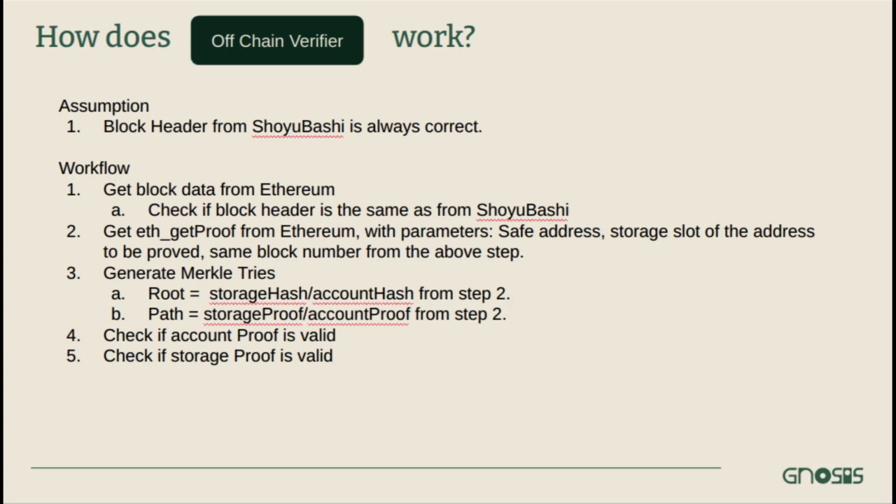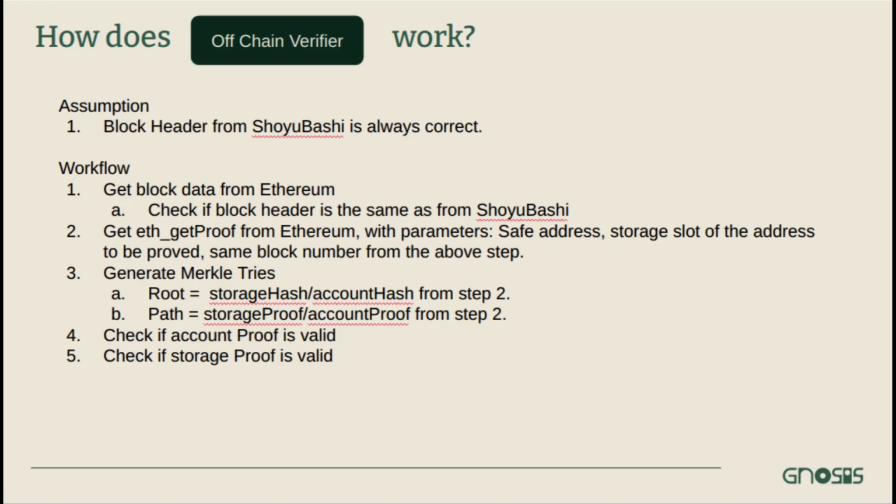So how does the off-chain verifier work? First, we are based on the assumption that the block header from Hashi is always correct, and we get the block data from Ethereum. We first check if the block header from that block is the same as Hashi's, and next we call the eth_getProof API from the Ethereum node with the Safe address, the storage slots of the address we want to prove, and the block number as the parameters.